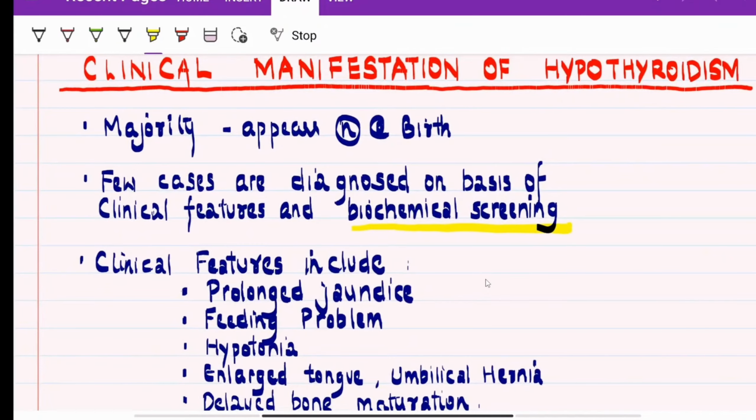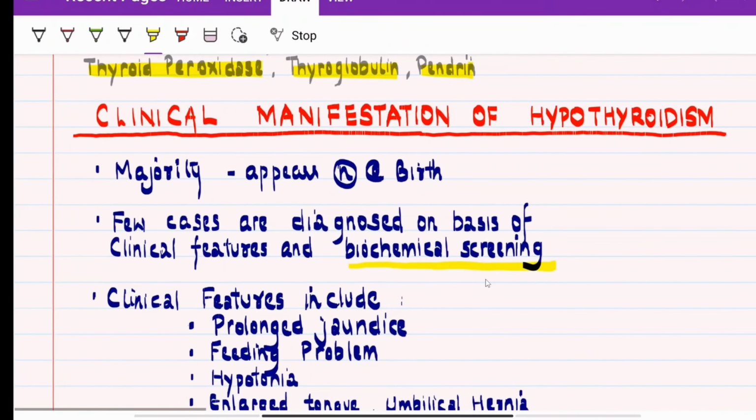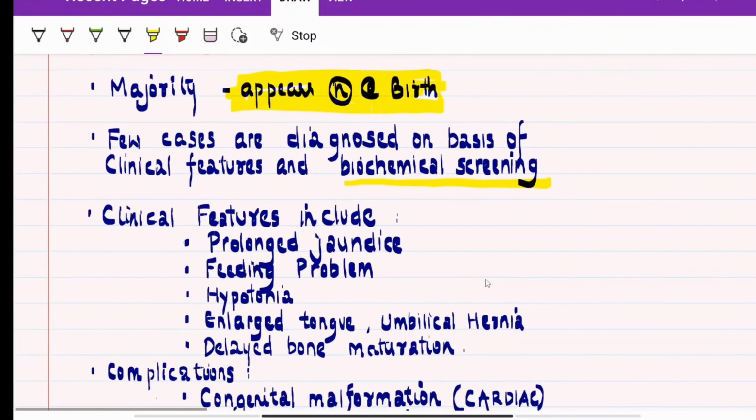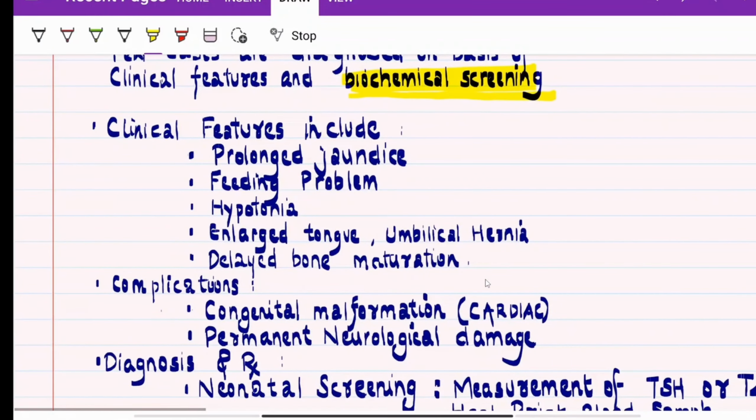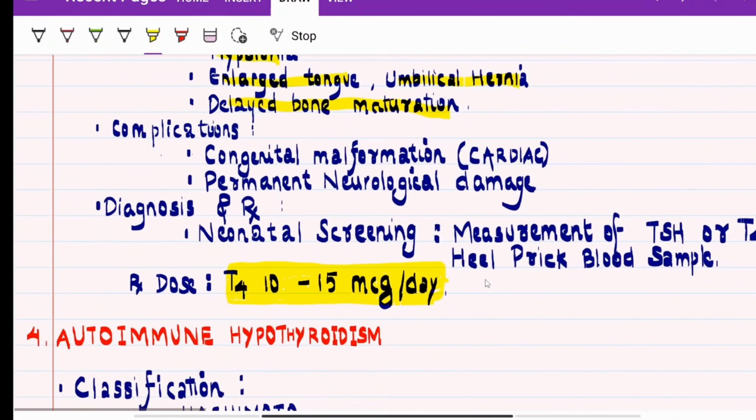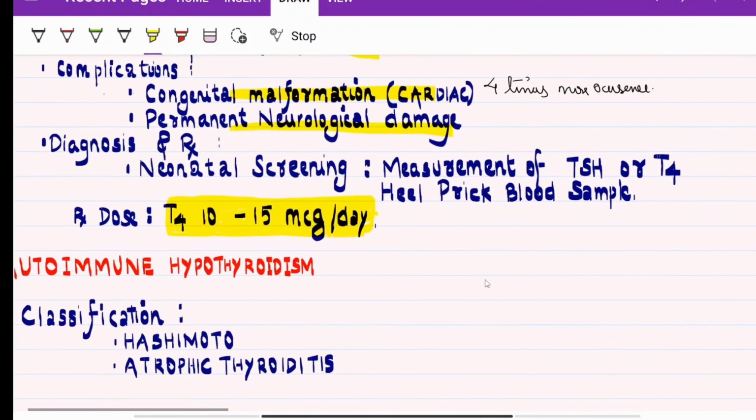Now the clinical manifestations of congenital hypothyroidism. In the majority of cases, the child will be normal at birth, and a few cases are diagnosed on the basis of clinical features and biochemical screening. Usually we do the test on the sixth day after birth. Clinical features include prolonged jaundice, feeding problems, hypotonia, enlarged tongue, umbilical hernia, and delayed bone maturation. The complications include congenital malformations, which occur four times more often, and permanent neurological damage.